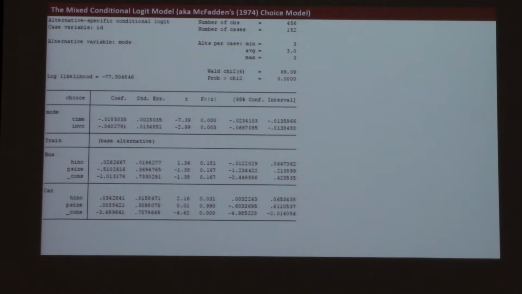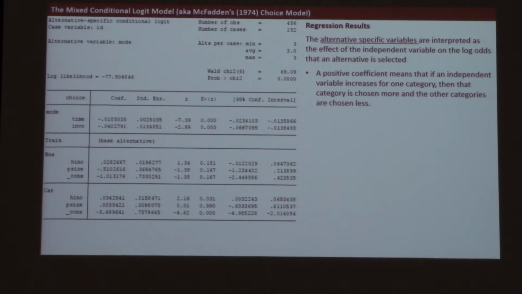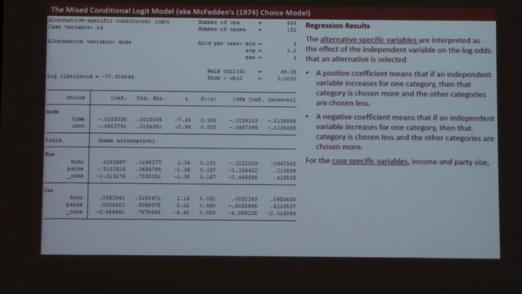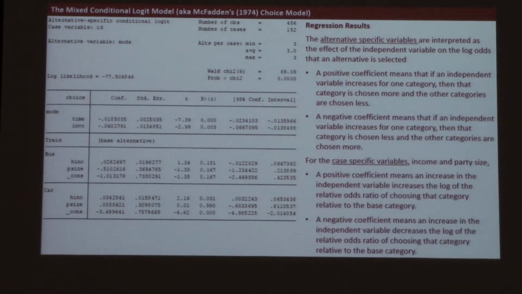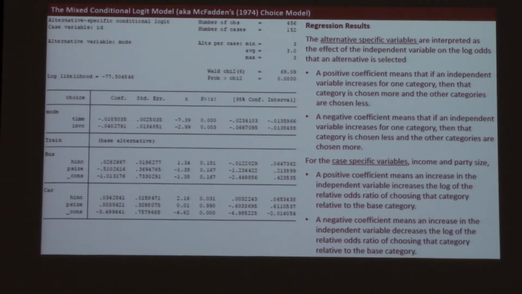Here's the outcome from McFadden's choice model. So this is a different data set. We still have the alternative specific variables, which are time and in-vehicle cost. Again, same interpretation. They're negative like they were before. And for the case-specific variables, we have demographic characteristics, which are household income and party size, the size of the travel party. And this is the more flexible model.